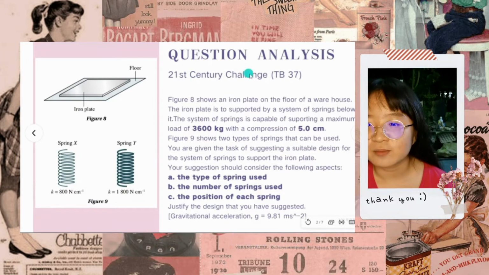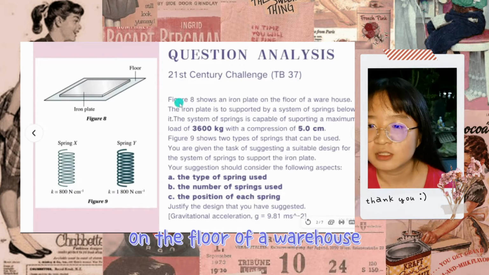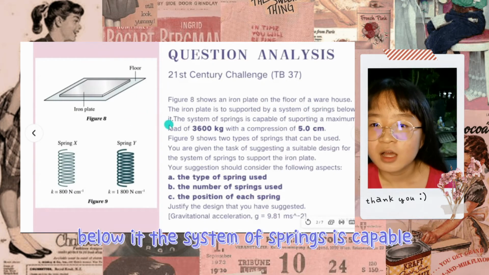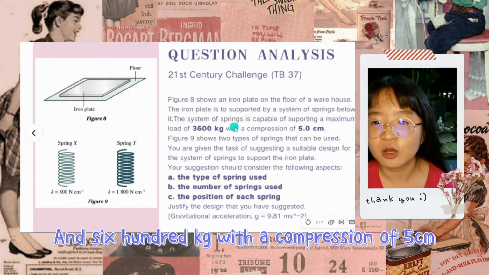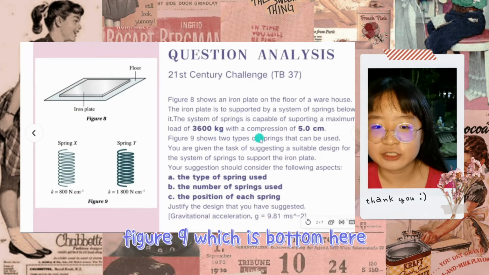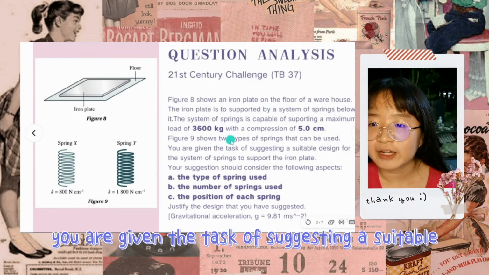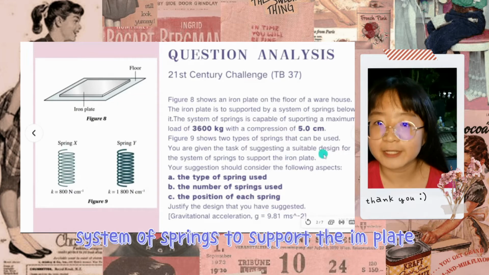The question is, Figure 8 shows an iron plate on the floor of a warehouse. The iron plate is supported by a system of springs below it. The system of springs is capable of supporting a maximum load of 3,600 kg with a compression of 5 cm. Figure 9, which is at the bottom here, shows two types of spring that can be used. You are given the task of suggesting a suitable design for the system of springs to support the iron plate.